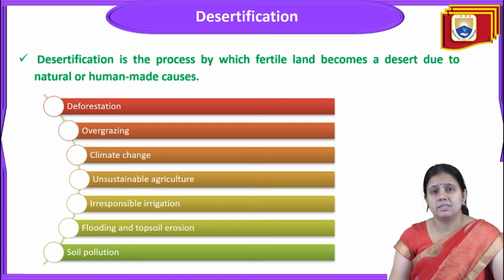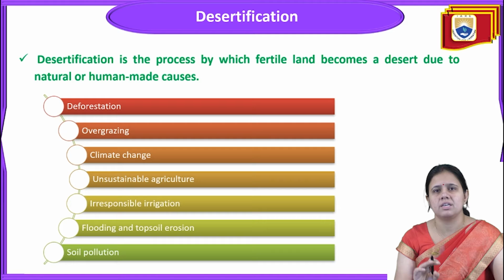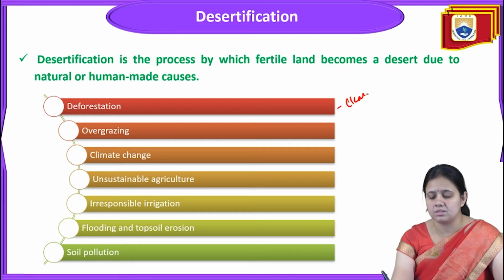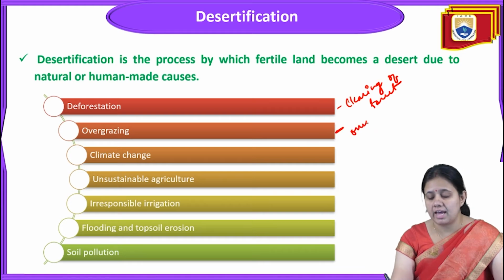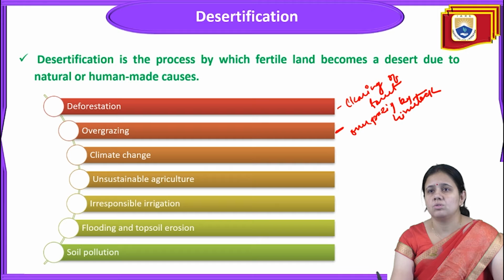Now let's come to the reasons by which fertile land becomes a desert due to natural or human made causes. The main reason behind desertification is, first, deforestation, meaning clearing of forest, and overgrazing of cattle, meaning overgrazing by livestock. So these are the causes of desertification.